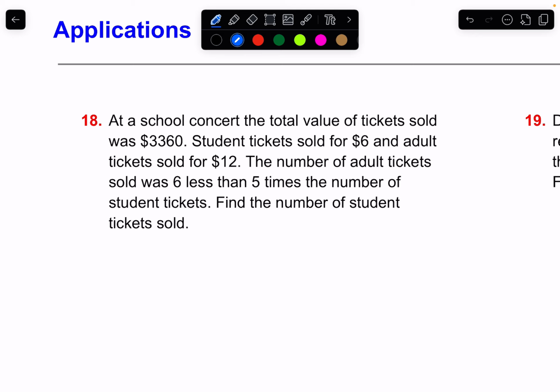So what I always like to do is first identify the question, which in this case is to find the number of student tickets sold. Since that's the thing I'm looking for, I assume that I don't have that answer in the problem anywhere. And so I'm going to make that my variable, where I'm going to say that x is going to represent the number of student tickets sold.